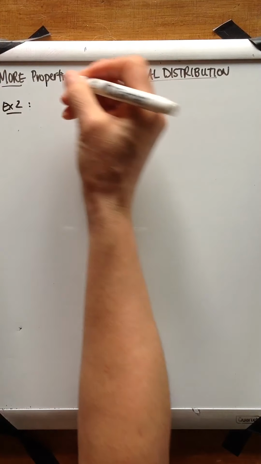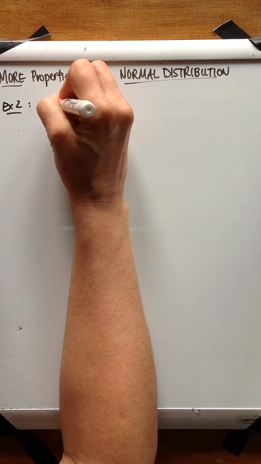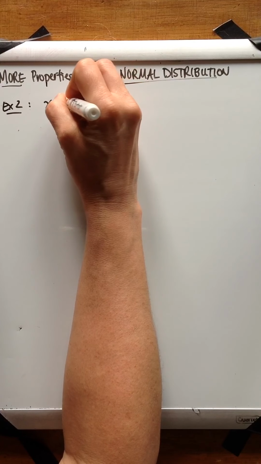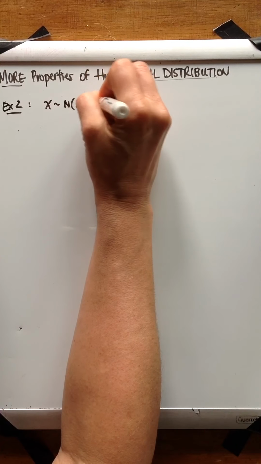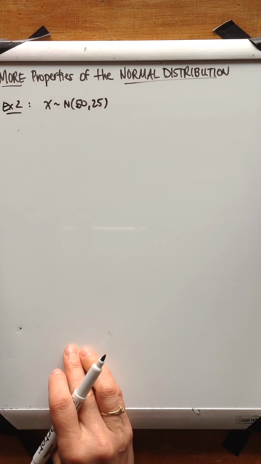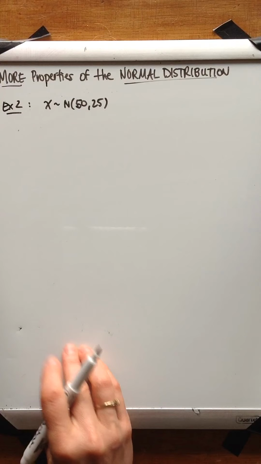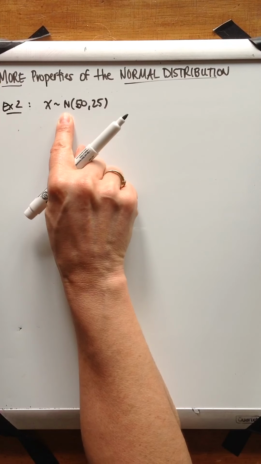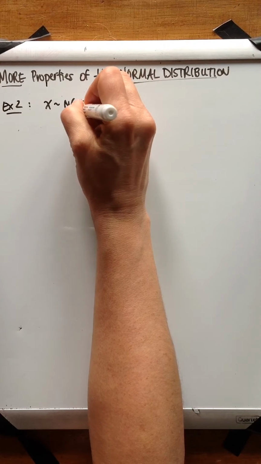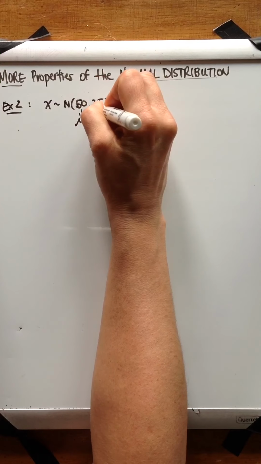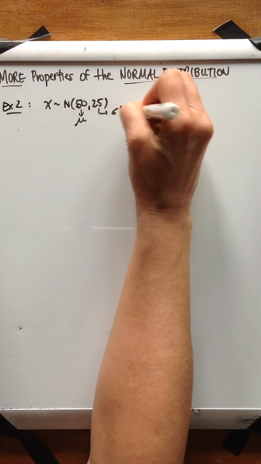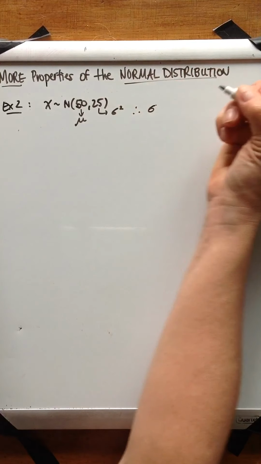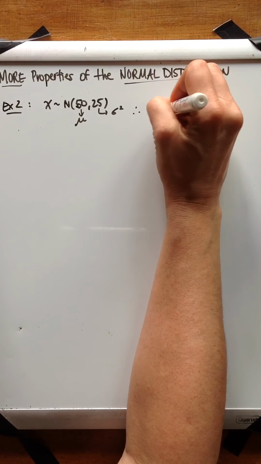We know that we can communicate a normal distribution in a very short form way that looks like this. We learned that in the last lesson. We learned that N means normally distributed. This first value here is the mean, and this is the variance, or standard deviation squared. So therefore, our standard deviation has to be the square root of 25, or equal to 5.